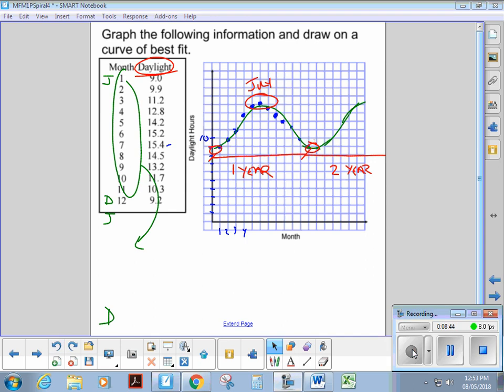So now that I gave you a lesson on light and how much light we get during the day, this should allow you to go ahead and deal with some of the homework with curves of best fit.